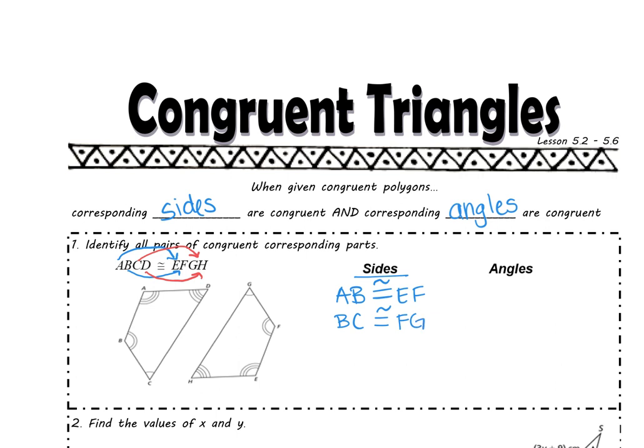So now we can do the third and the fourth letters. So our last two, which are C and D. And the last two of the other shape are G and H. Now, as you can tell in the picture, there's definitely four sides, so we're still missing one more. That's going to be our first and our last letter of both of those shapes. So our last ones are going to be AD is congruent to EH.